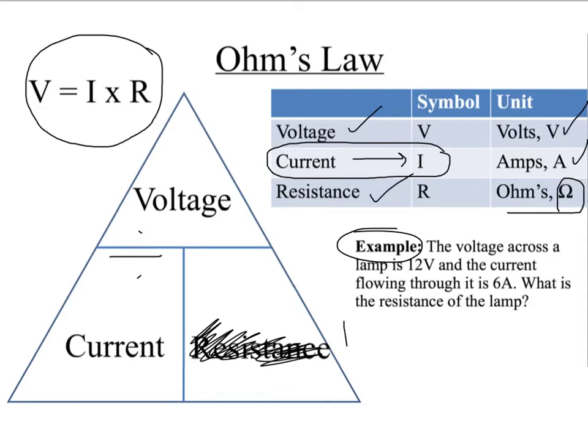So resistance is voltage divided by current, remembering that I is the symbol we use for current. So the voltage is 12 volts and the current is 6 amps. We do 12 divided by 6, that gives us 2. Don't forget the units. The units for resistance are ohms.